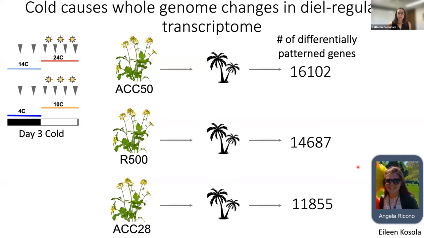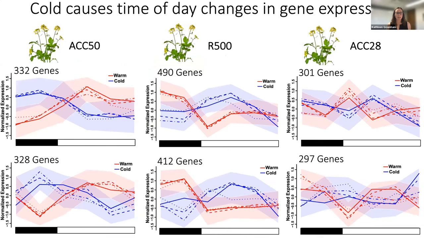Now, if we look at some of those clusters, here are the top 2 clusters for each accession, covering about 700 to 900 genes. You can see these responses are very time of day dependent. This is consistent with what Stacey was telling us earlier about that gating of cold. So these genes are responding at certain times of day. The control is in red and the blue is the cold. And you can see that the phase, or the peak of expression, is shifting in response to cold.